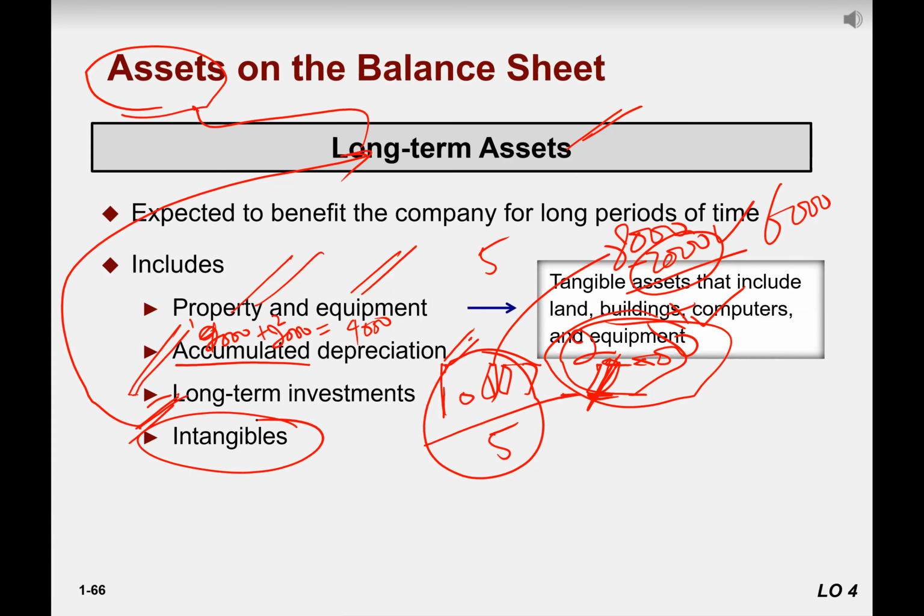And also intangibles. What do we mean by intangibles? Intangible means that you cannot see, you cannot touch, you cannot feel. How does that become your asset?